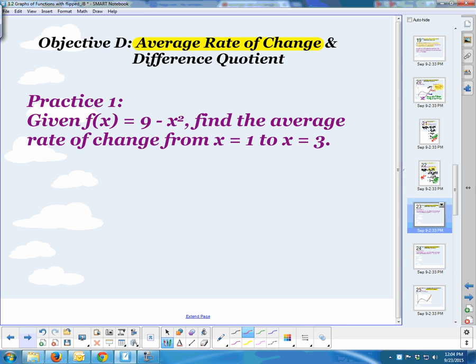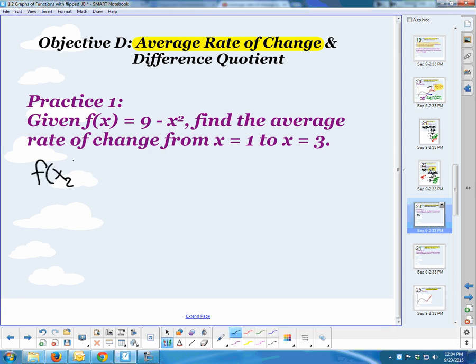Here's some practice. Why don't you pause the video, take a read on the problem, try it yourself. Once you get to the end, unpause the video, come back, and get the solution. Okay, we're back. Hopefully we tried it ourselves. So here's what the solution looks like.